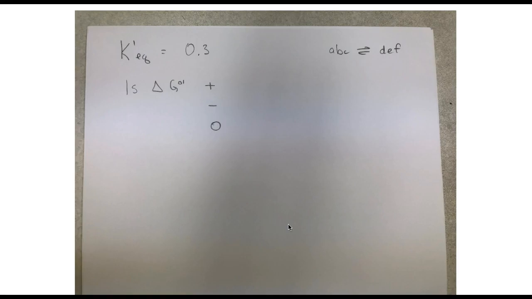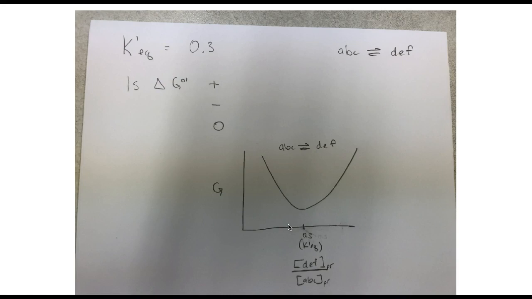Now let's go in the reverse direction. Suppose you know only something about the equilibrium constant and you're asked to determine if the standard free energy change is positive, negative, or 0. Here's a reaction where we're converting ABC into DEF. We're told that the equilibrium constant is 0.3. What this means is when this reaction reaches equilibrium, the ratio of DEF to ABC will be 0.3. There will be 30% as much DEF as ABC. 3 DEFs for every 10 ABC molecules.